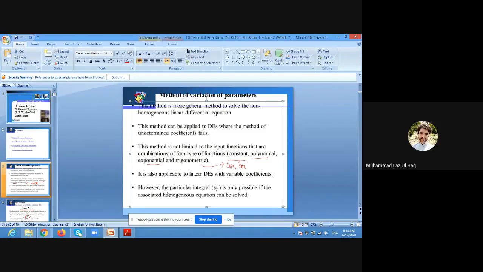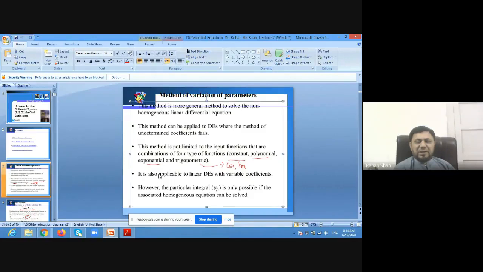Yes, sir. Okay. It is also applicable to linear differential equations with variable coefficients. So if the coefficients of a differential equation are variable, you can also use the method of variation of parameters for finding the particular solution. The last point, note this point: however, the particular integral yp is only possible if the associated homogeneous equation can be solved.